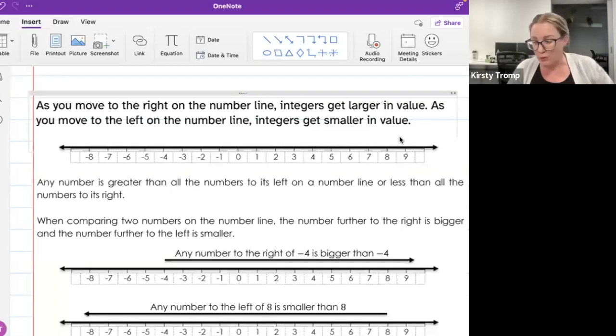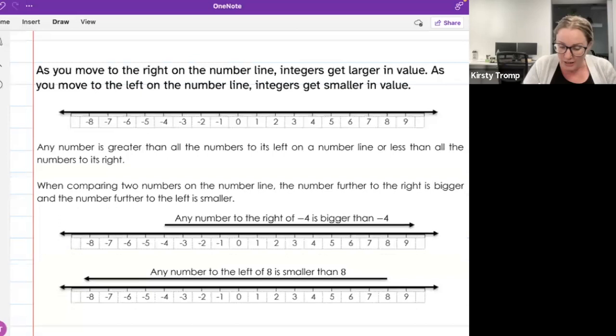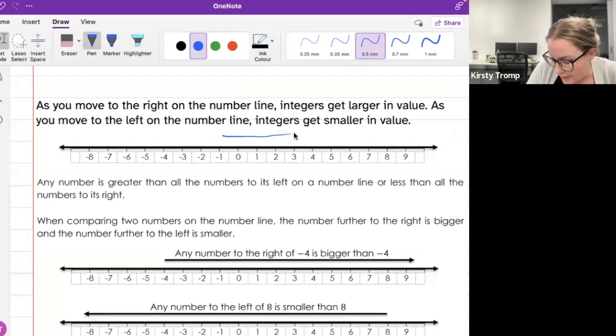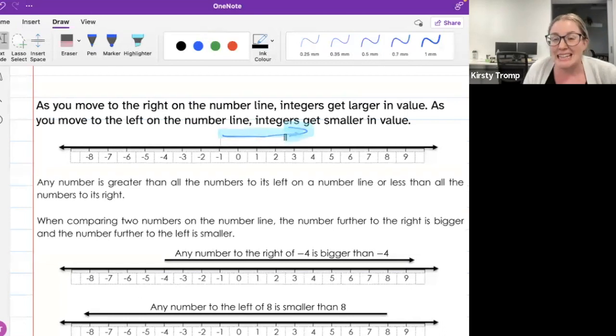So as you move to the right of the number line, a little bit of revision on what we did on Monday. As you move to the right of your number line, you know that your integers, and remember, integers can be negative numbers, and then we have 0, and then we also have positive numbers, but they have to be whole numbers. So when we go this way, our integers get larger.